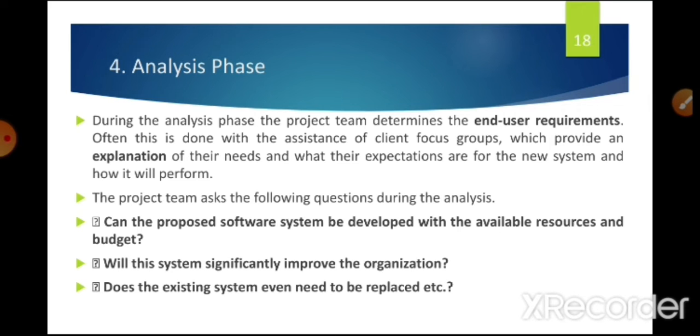After feasibility, the analysis phase comes. In the analysis phase, the project team determines the end user requirements. Often this is done with the assistance of client focus groups, which provide an explanation of their needs. In the analysis phase, the team asks some questions of the customer, and these questions can be like, can the proposed software system be developed with available resources and budget? Will this system significantly improve the organization? Does the existing system even need to be replaced or not? Maybe there is no requirement to replace the current system.